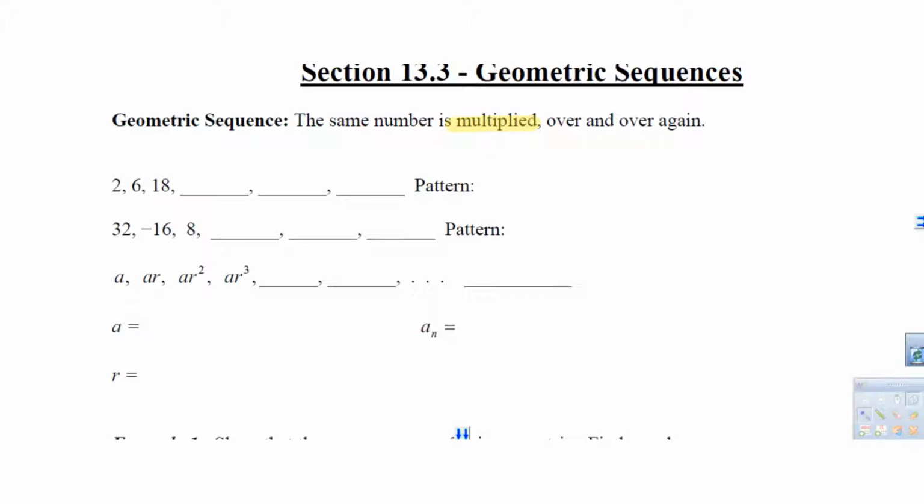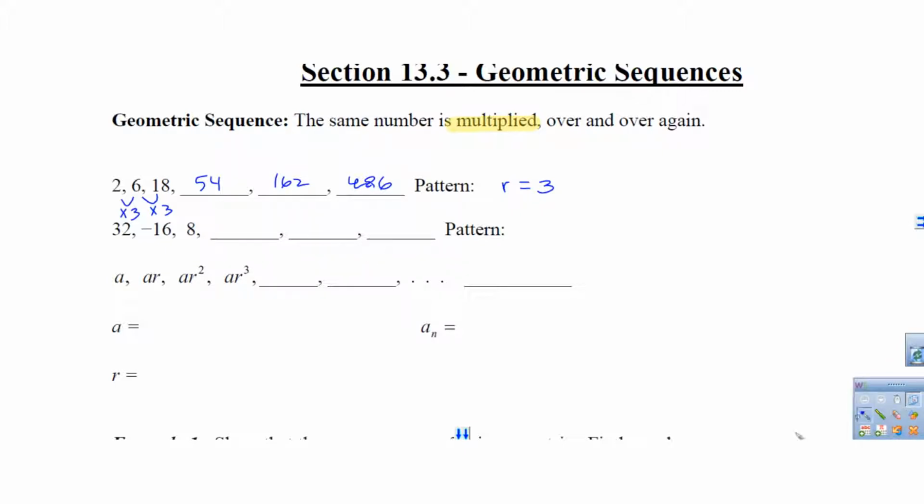Okay. What do I multiply by 2 to get 16? That would be a 3. Is 6 times 3 18? Yes. So, right here, I want you to go R equals 3. That means the ratio is 3. That's the number that you're multiplying by. So, if you go 18 times 3, you get 54. 54 times 3 is 162. 162 times 3 is 486.